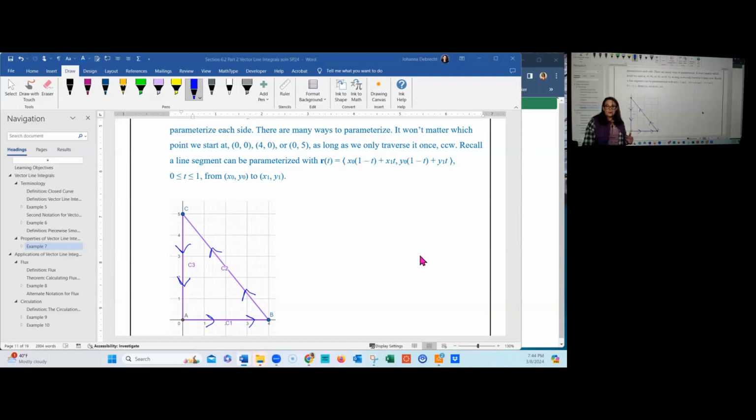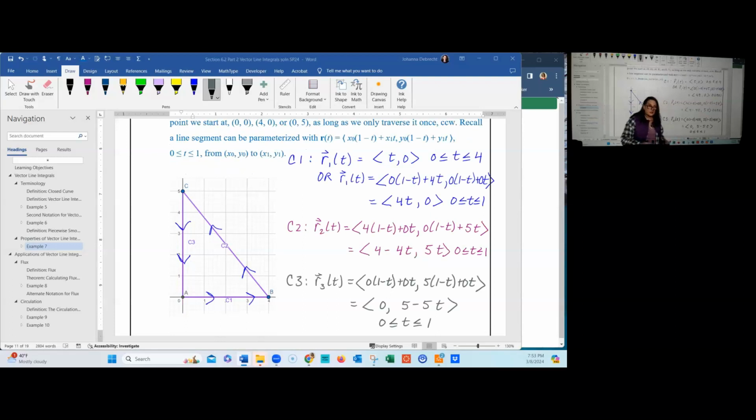Remember that you can always parameterize a line segment by writing r of t as x naught times the quantity 1 minus t plus x1 times t, comma, y naught times the quantity 1 minus t plus y1 times t, where we're moving from the point x naught, y naught to the point x1, y1. Go ahead and pause the video to parameterize the 3 separate line segments in whatever fashion you choose, then turn the video back on so we can compare parameterizations.